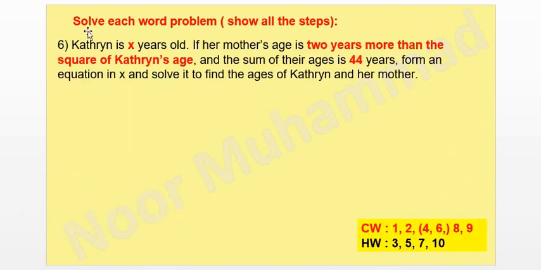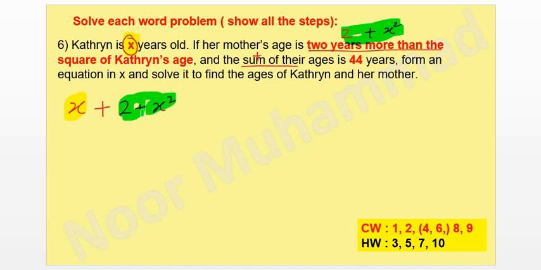Last question from this exercise. It says Catherine is x years old. Her mother's age is 2 years more than the square of Catherine's age. So clearly this is the age of Catherine, and the sum of their ages is 44. So we can say x plus, because we have to add their ages. How can we get the age of her mother? It's 2 years more. 2 years more means 2 plus the square of Catherine's age, which is 2 plus x squared. So we write over here plus 2 plus x squared. This is the age of the mother, right? So we have to add both of them, and the sum will give us 44.